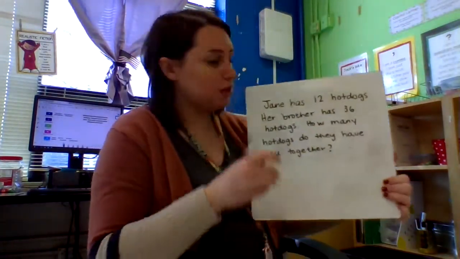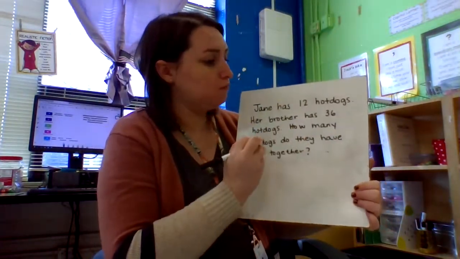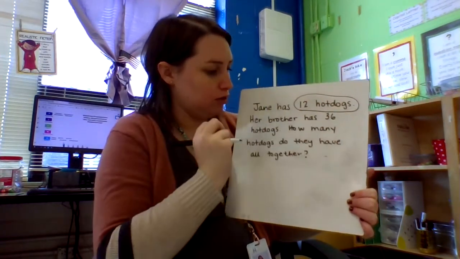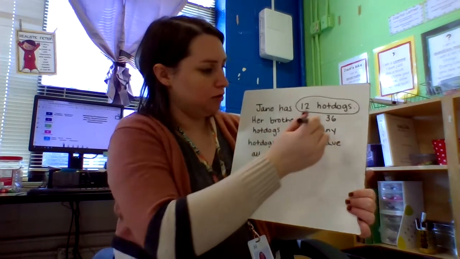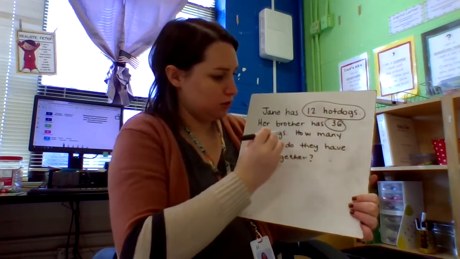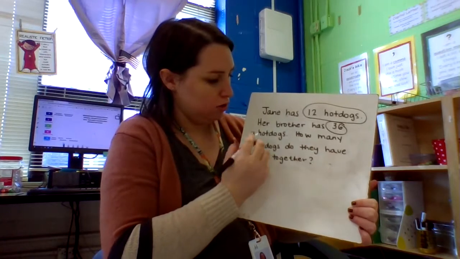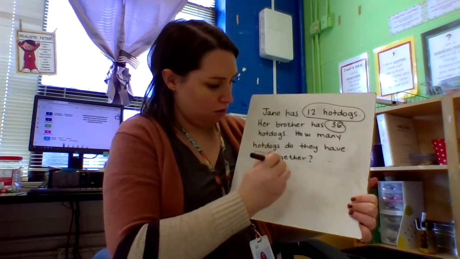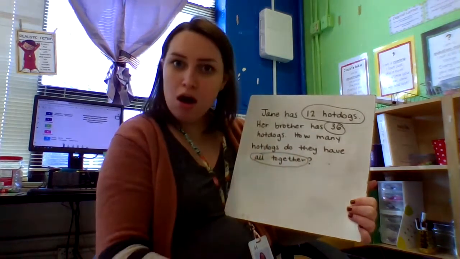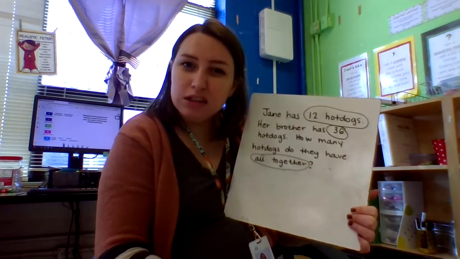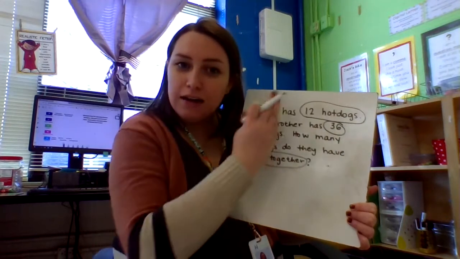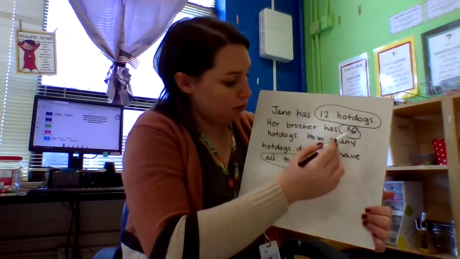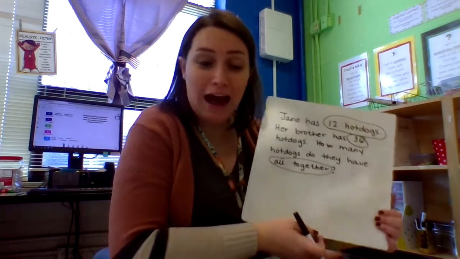So let's think. Jane has 12 hot dogs. It's probably important to know how many Jane has. So Jane has 12 hot dogs. Her brother has 36 hot dogs. So how many hot dogs do they have all together? Well, that makes it really easy, doesn't it? Now that I've labeled my problem, I know exactly what I'm looking at. 12, 36, all together. I know that's adding.